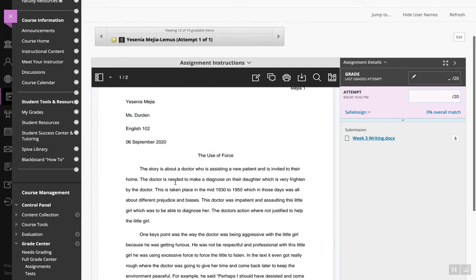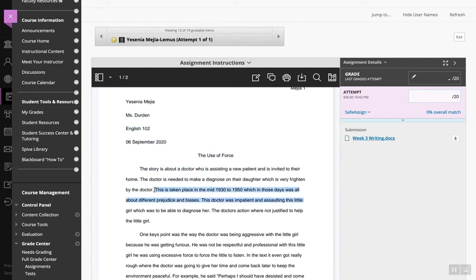So in the next sentence, the doctor is needed to make a diagnosis on their daughter. I think here I would say the doctor is needed to diagnose their daughter. And whenever you're referring to a person, the pronoun you want to use is "who," not "which." So instead of saying "which is," you want to say their daughter, who is very frightened by the doctor.